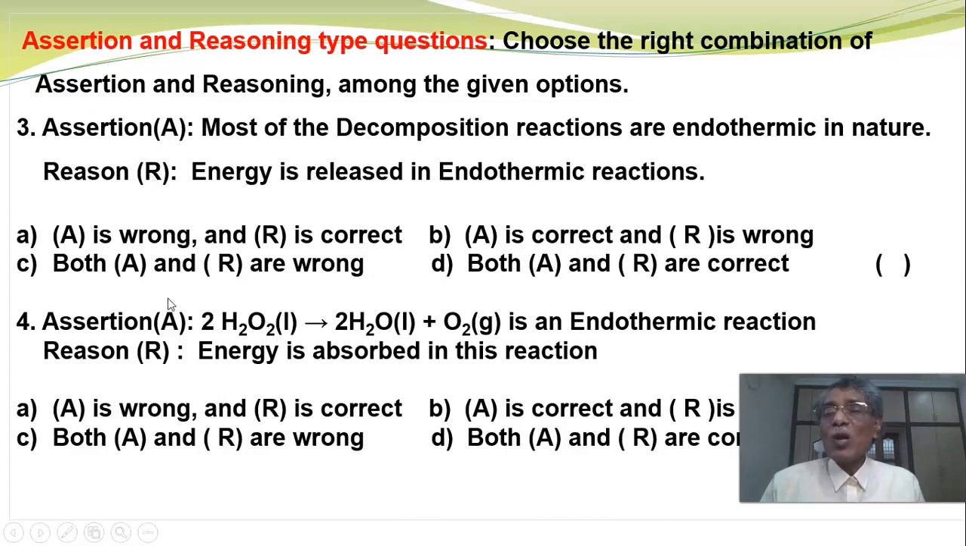Now there are four options. Option A, A is wrong and R is correct. Option B, A is correct and R is wrong. Option C, both A and R are wrong. Option D, both A and R are correct. Choose the right option after careful thinking.